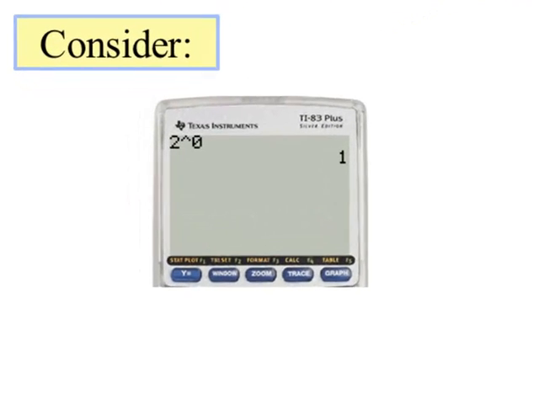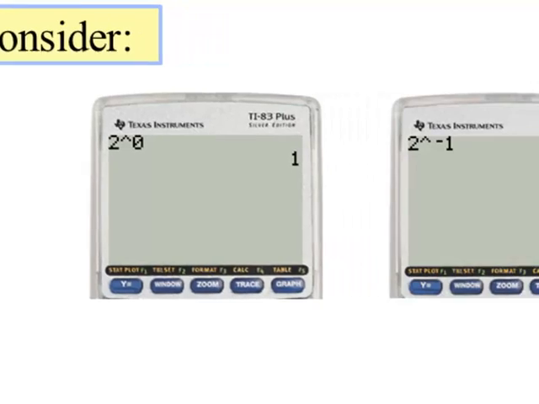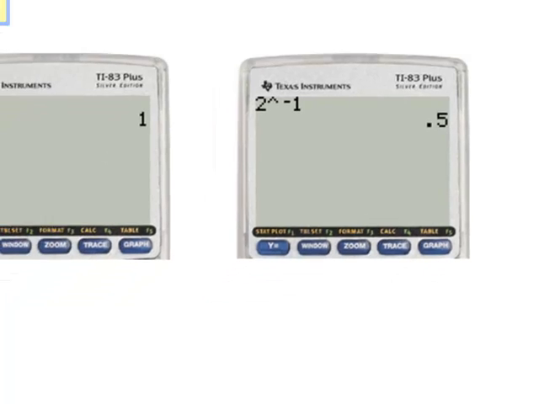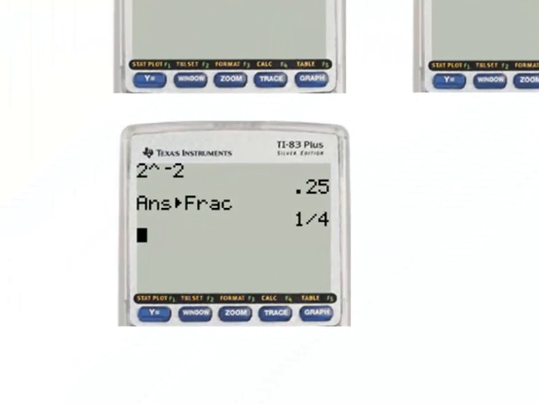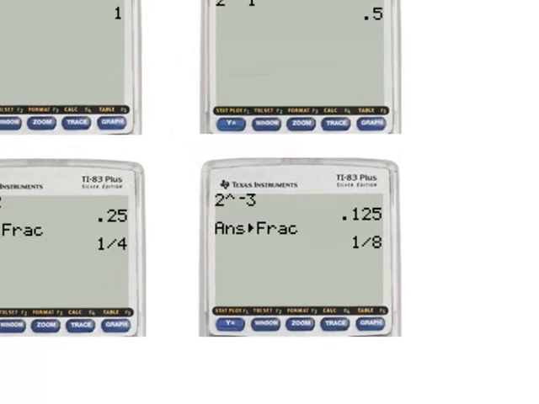So let's verify this using the graphing calculator. If I take 2 and raise it to the 0 power, it tells me it's 1. If I take 2 and raise it to the negative 1 power, it's 0.5. If I take 2 and raise it to the negative 2 power, it tells me 0.25, which if I change 0.25 to a fraction, the answer is 1/4, or 1 over 2 squared. 2 to the negative 3 power is equal to 1/8, or 1 over 2 to the third.